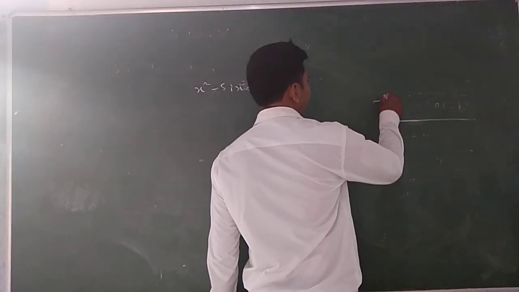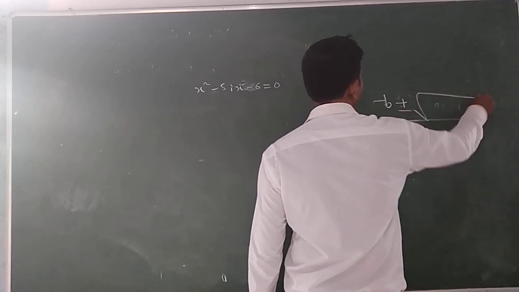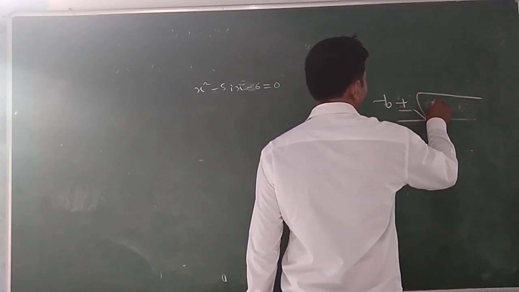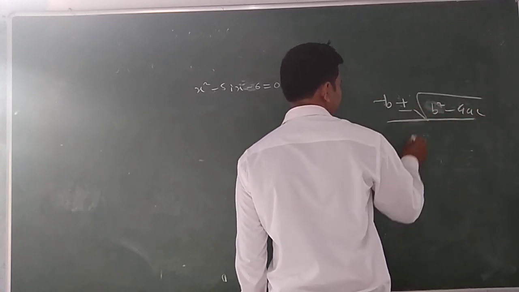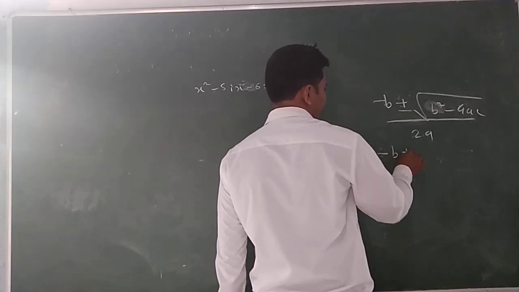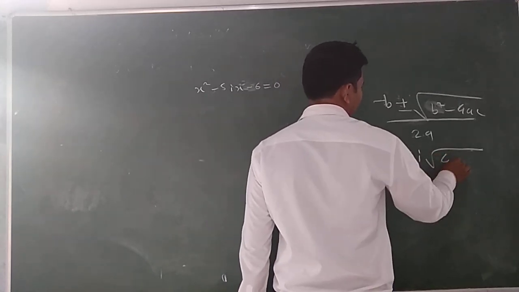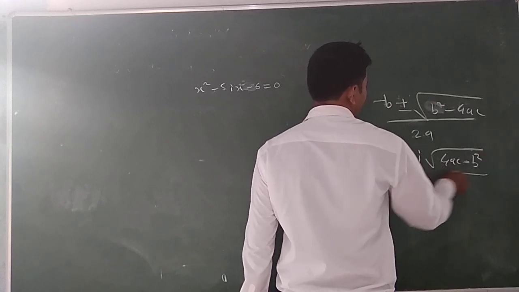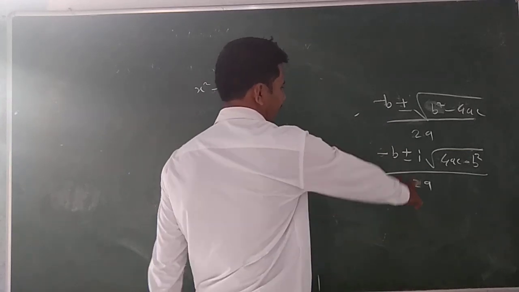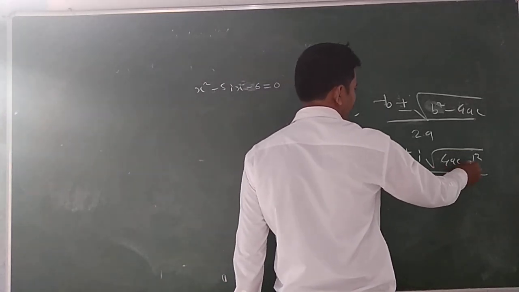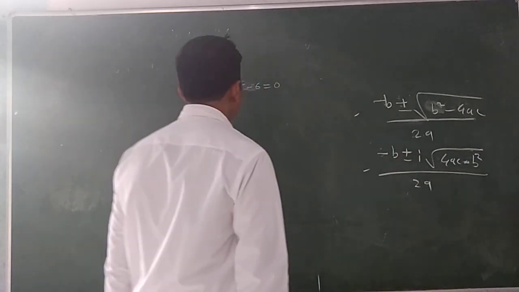Now consider this example: x square minus 5ix minus 6. We are having two formulas: minus b plus minus under root b square minus 4ac, where we take b square minus 4ac and don't write i outside, divided by 2a; or minus b plus minus i under root 4ac minus b square divided by 2a. These are the two formulas. Okay, so if we take i outside, 4ac will come first and the minus sign goes to the b square. So use any one formula.